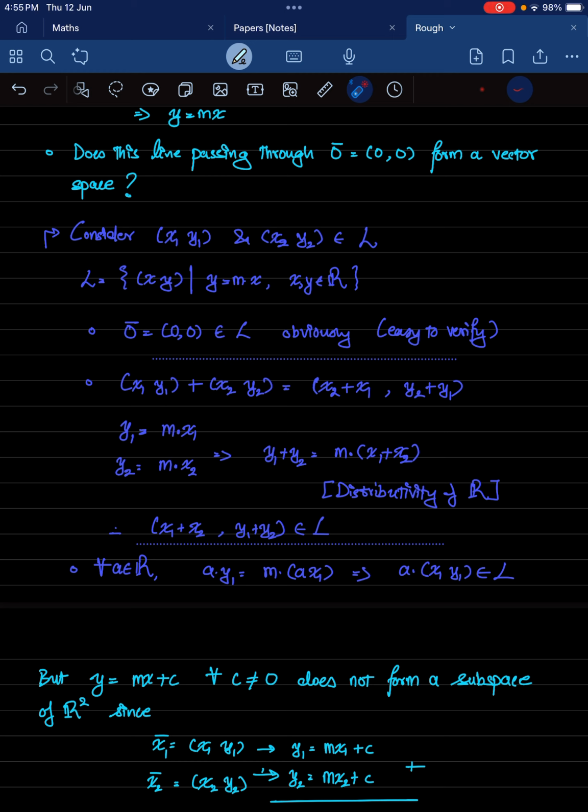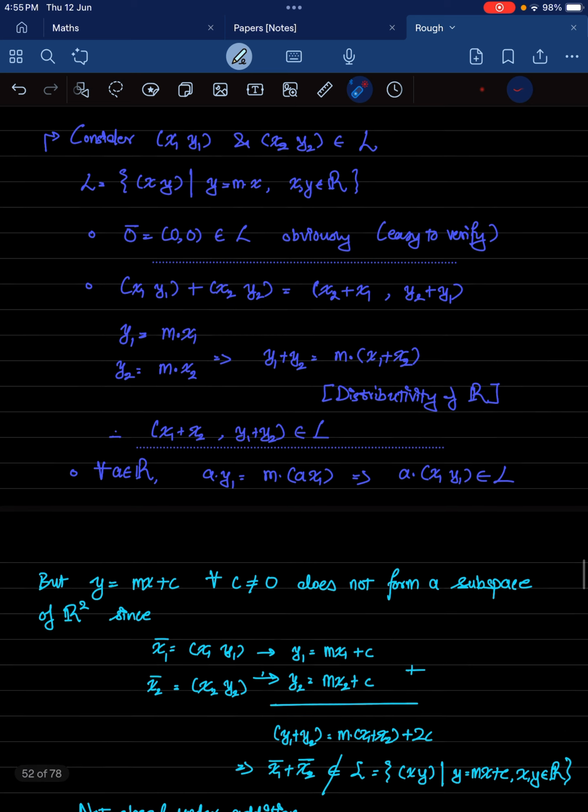These are the equations that these 2 points must satisfy, and if you just add them up together, then you have y1 plus y2 on the LHS, and the m can be taken common, and hence you have m times (x1 plus x2). This is the distributivity of the real numbers we are using, and with that we have proved that the point (x1 plus x2, y1 plus y2) actually satisfies the equation as well, hence it belongs to L.